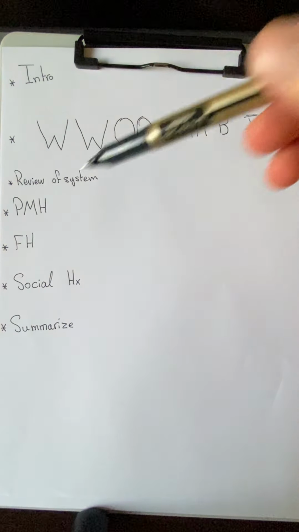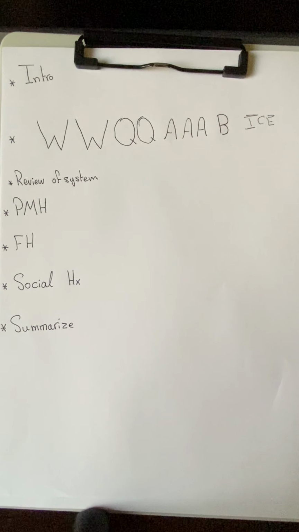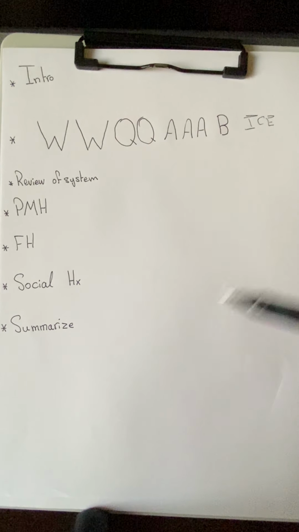After that, you go to the family history. You ask if anyone in the family had a similar condition, or anyone in the family has a chronic disease such as diabetes or hypertension or so on. Then you go to the social history.